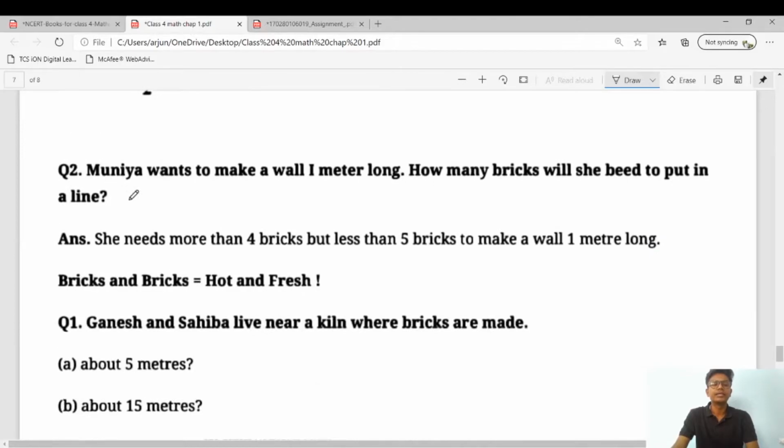Next, Munia wants to make a wall 1 meter long. How many bricks will she need to put in a line? The answer is she needs more than 4 bricks but less than 5 bricks to make a wall 1 meter long.